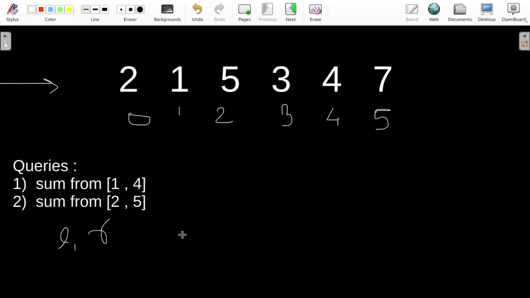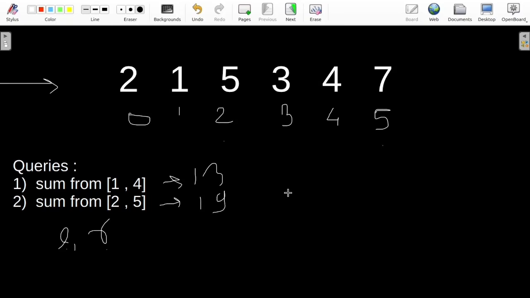Now, the most brute force way to do this is to iterate from L to R and add all elements in your sum variable. For query 1 to 4, you will simply iterate from index 1 to index 4 and add all these elements in your sum variable: 5, 6, 7, 8, 9, 10, 11, 12, 13. Similarly, for query 2 to 5, we'll iterate over elements from index 2 to index 5, and the sum is 11 plus 8, 90.